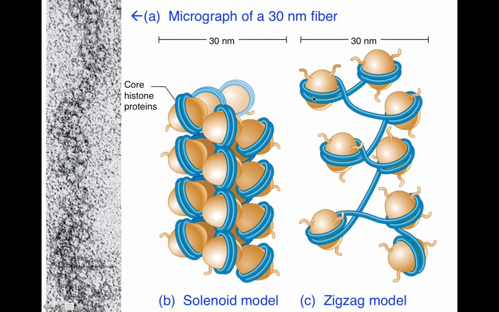So there are two different models, and they probably both exist in the cell. A solenoid model, which is very compact, where you have the nucleosomes wound tightly around each other, and a zigzag model, which is a bit looser form of chromatin, but they are both 30 nanometer fibers.